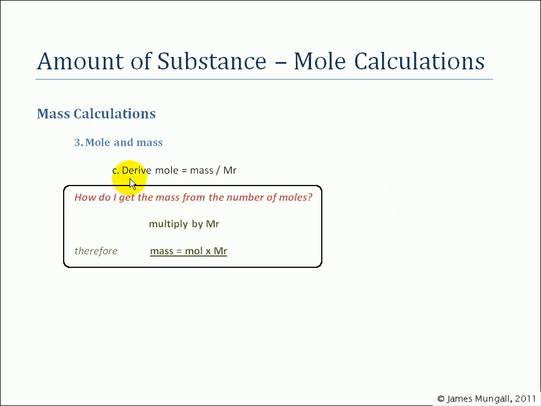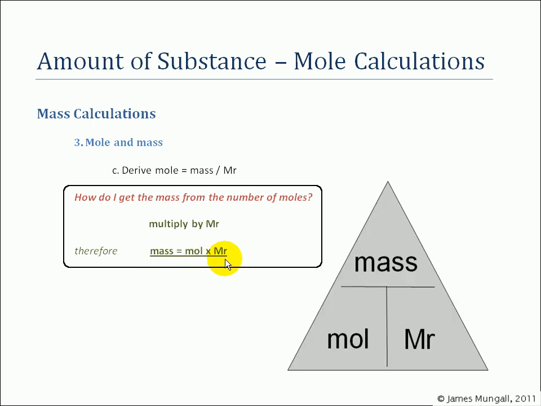Okay, so now let's derive this formula: mole equals mass divided by MR. Let's think, how do we get the mass from the number of moles? Well, if we've got 1 mole, it's the same as the MR. If it's 2 moles, it'll be twice the MR, so we just multiply the number of moles by the MR, i.e. the mass is the mole multiplied by the MR.